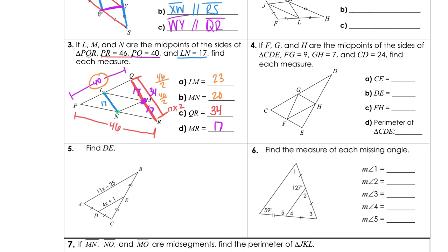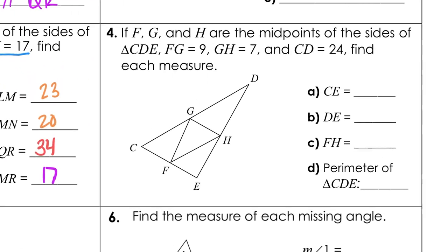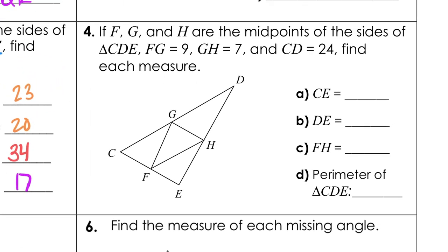Okay, so let's take a look at this next one here. Once again, they're telling us that F, G, and H are all midpoints, which means these segments in the middle of the triangle are the mid segments. So let's label the information they give us. FG is equal to 9, so that would be this mid segment here. GH is equal to 7, and CD is 24. That's this whole side here, 24. Okay, so let's try to figure out the missing pieces here.